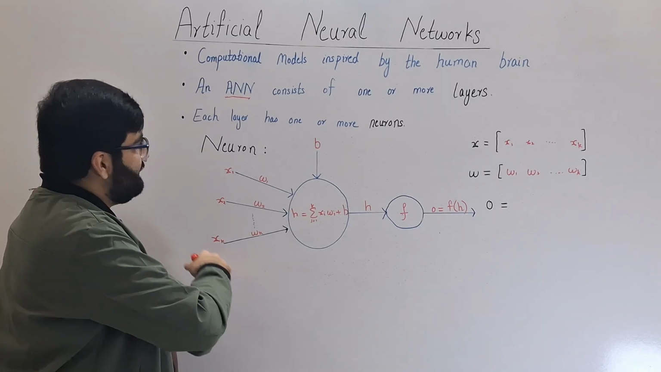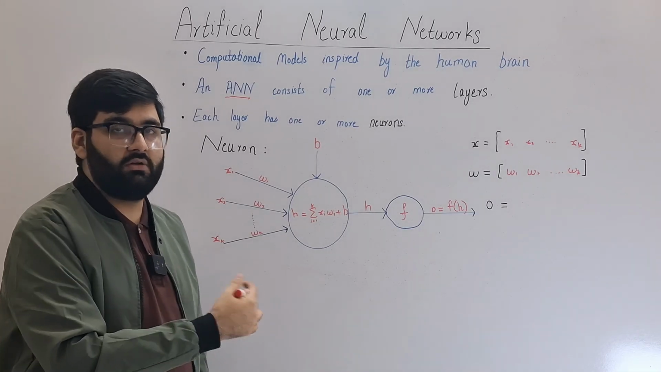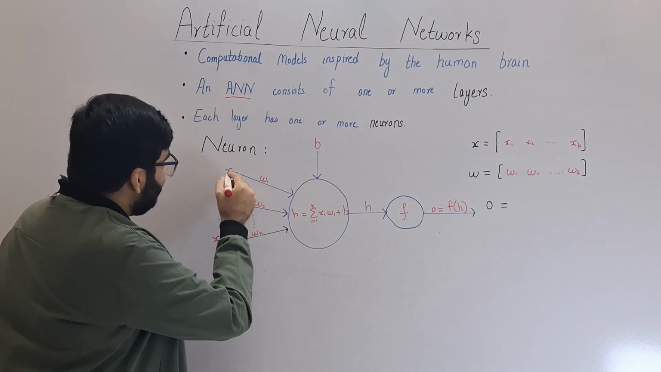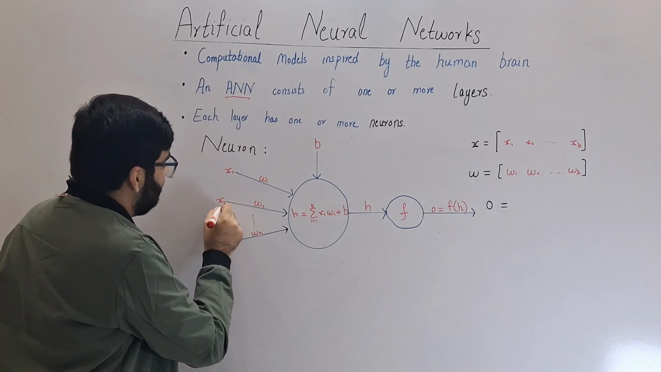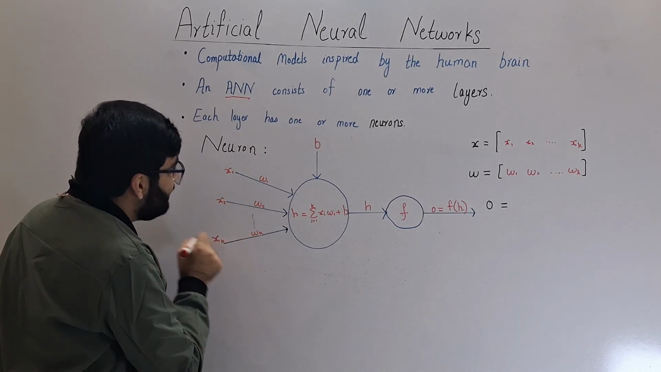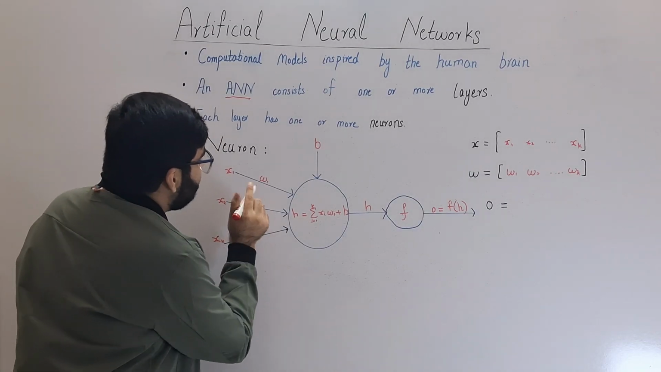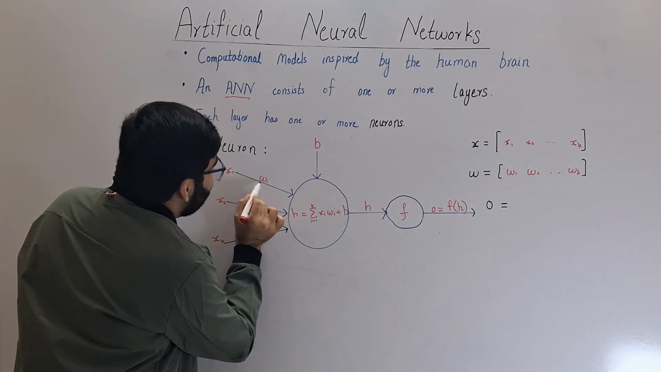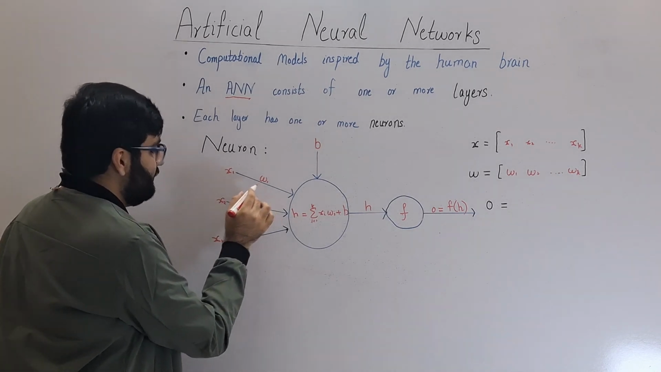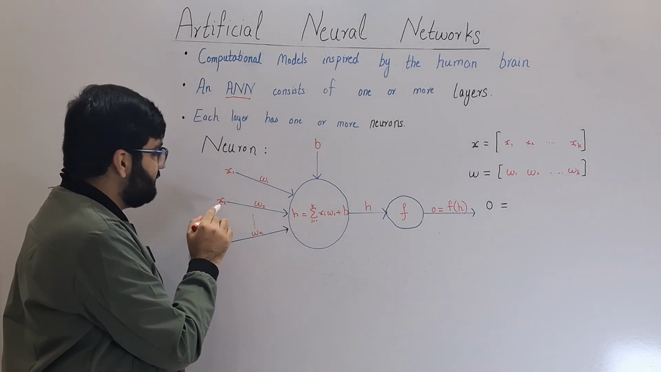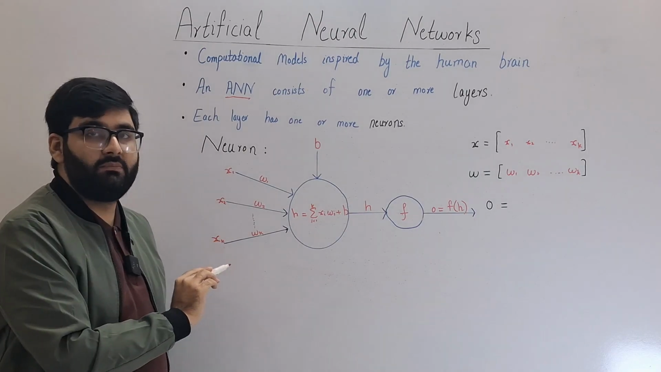This is the mathematical model of the neuron, or equivalently, the artificial neuron. It takes in k inputs. x1 is the first input, x2 is the second input, and xk is the kth input. For each input, the neuron associates a value or a weight. For x1, the associated weight is w1. For x2, the associated weight is w2. For xk, the associated weight is wk.